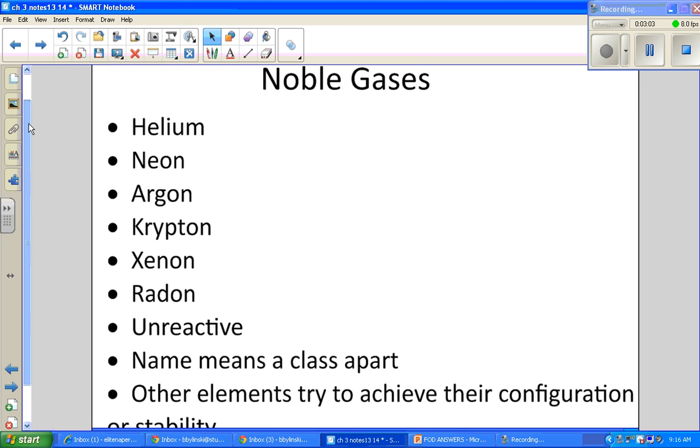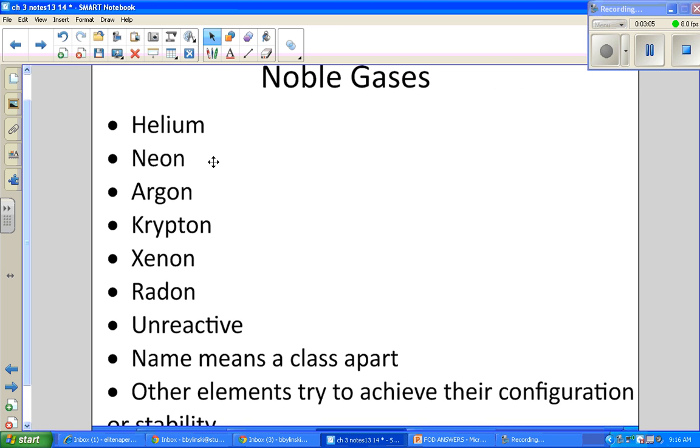The noble gases are the last group. Things like helium, neon, argon, you're pretty familiar with. They are unreactive, and they're called noble because they really are in a class by themselves. They don't need to react with anybody. They don't want to. They're very stable, and other elements are trying to be like them.